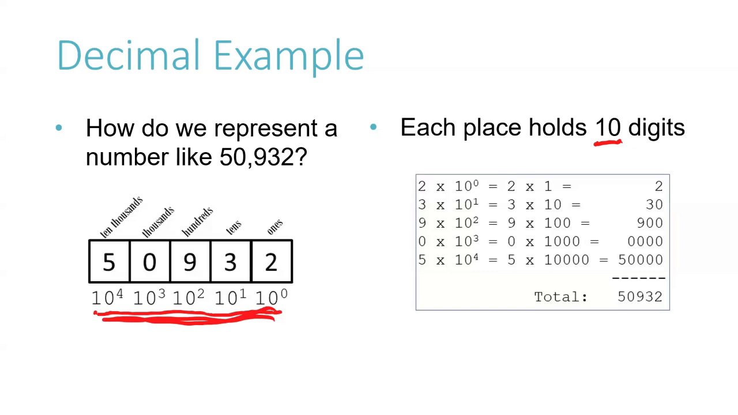So let's start here with the right-hand column. This is going to tell us how many tens to the zero do we have. So in other words, as we showed before, 10 to the zero is 1. So how many ones do we have? Well, we have 2 ones.